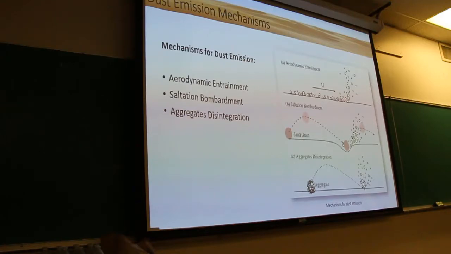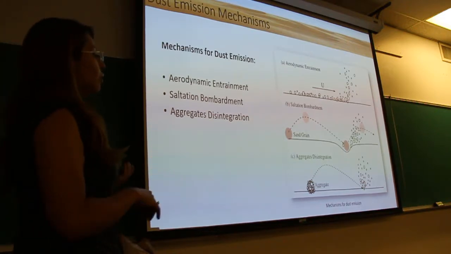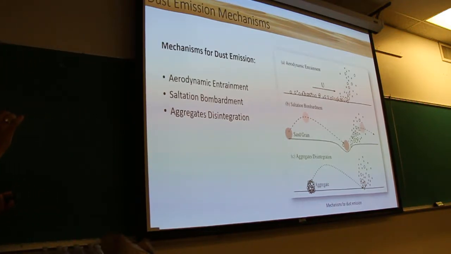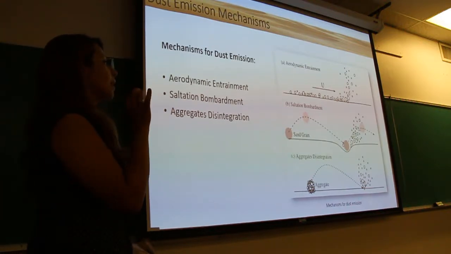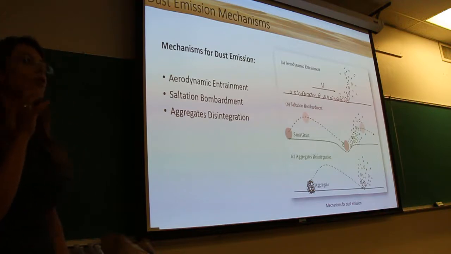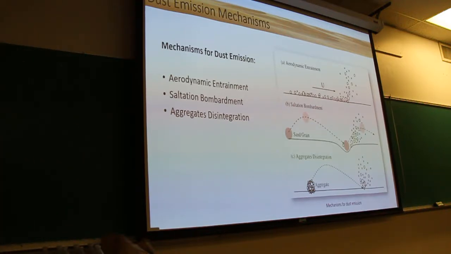We have three major mechanisms of dust emission. The first one is aerodynamic entrainment, which means that particles can be lifted by wind directly, without needing saltating particles. Just keep in mind that for fine particles, the interparticle cohesive forces are stronger than the gravity and aerodynamic forces. So generally, aerodynamic entrainment is small.